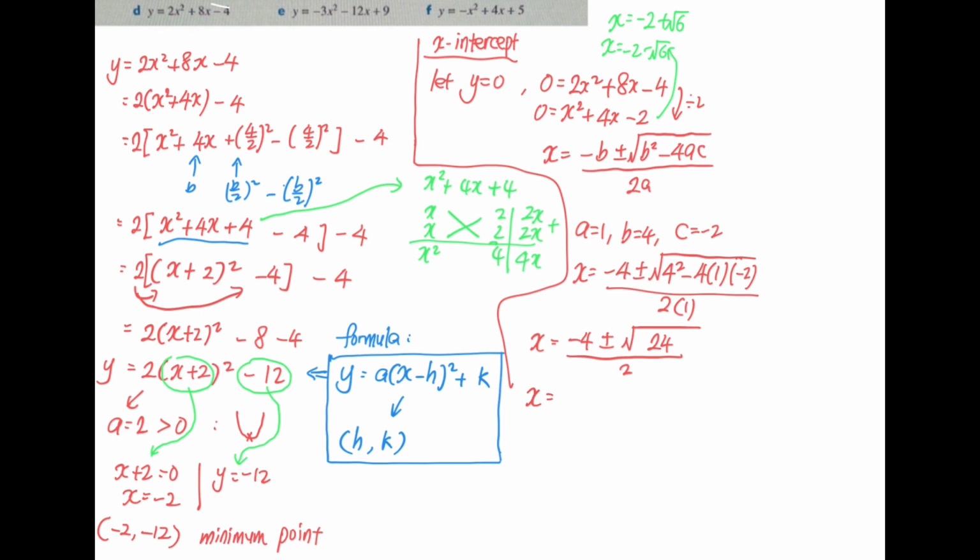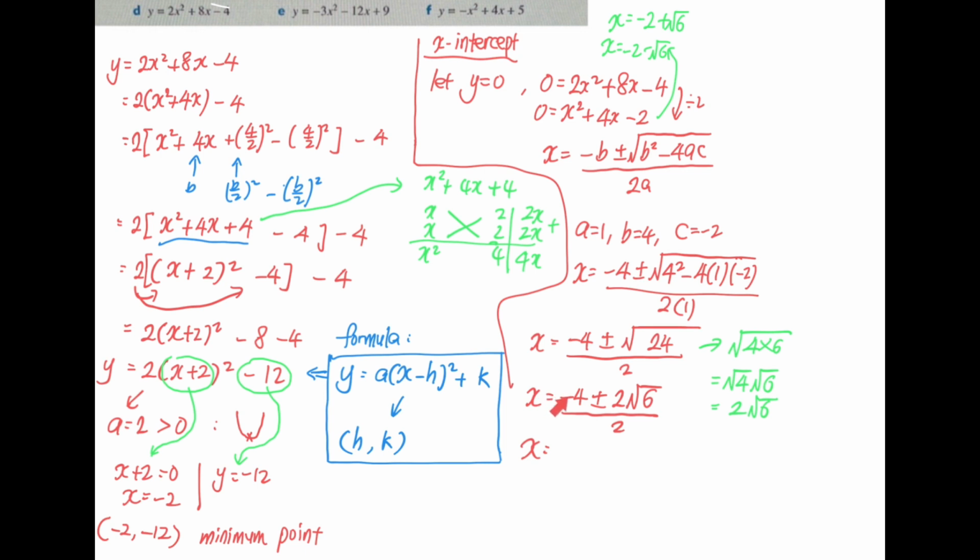Then after that, minus 4 plus minus this square root 24, right? This square root 24, I do like this. I change it to square root 4 times 6. I use 4 because 4 we can square root it. It's a perfect square. It will become 2, so at the end it will become 2 root 6. Okay, so let's write it down. 2 root 6 over 2. And then we can divide by 2.